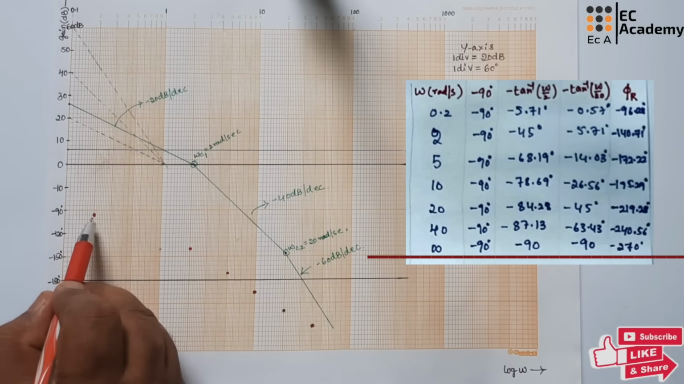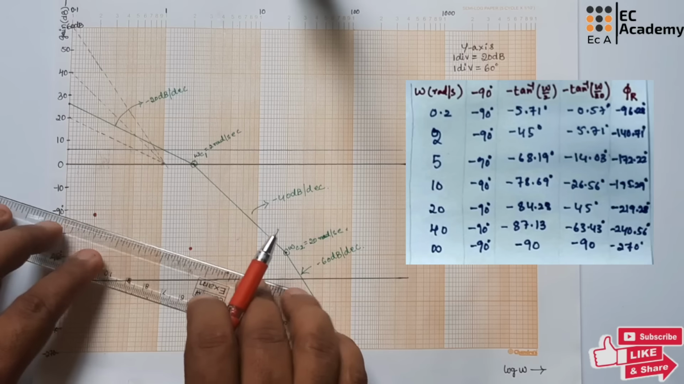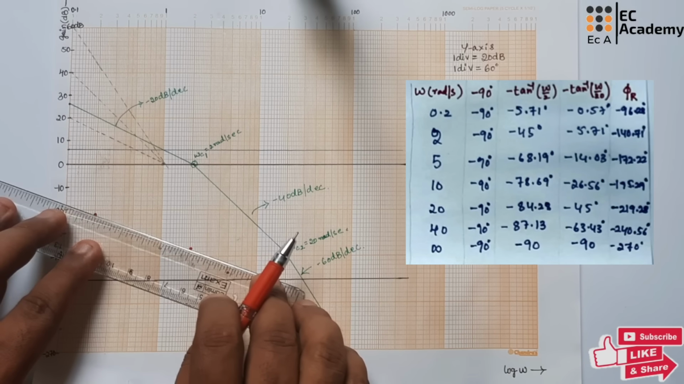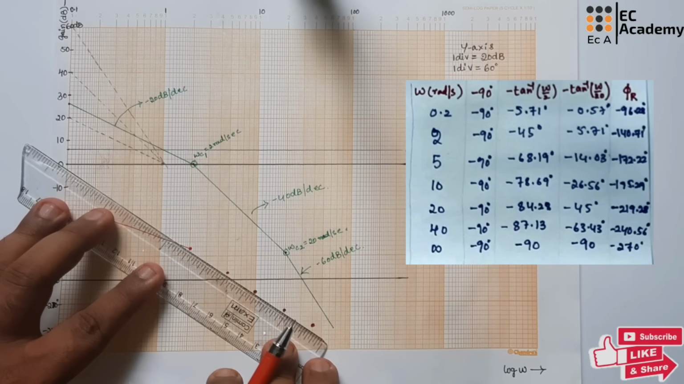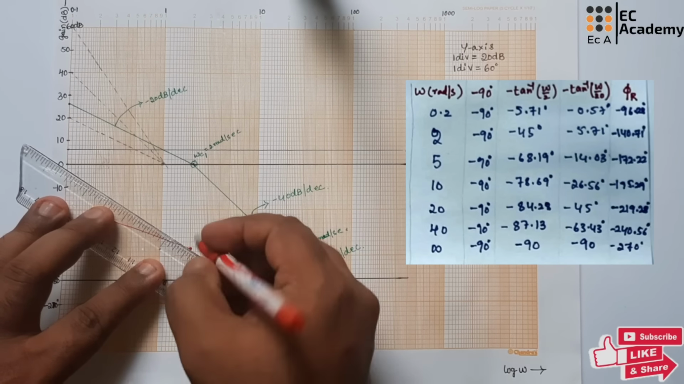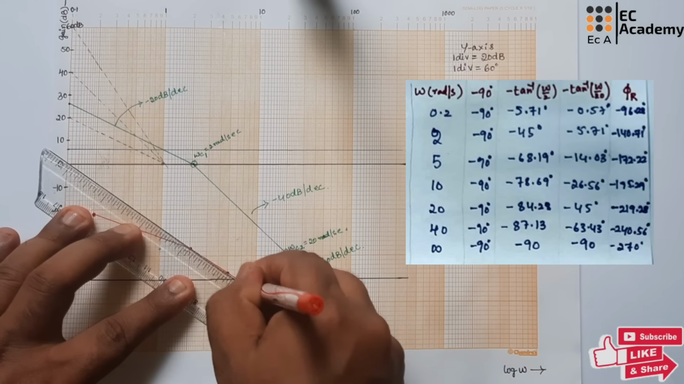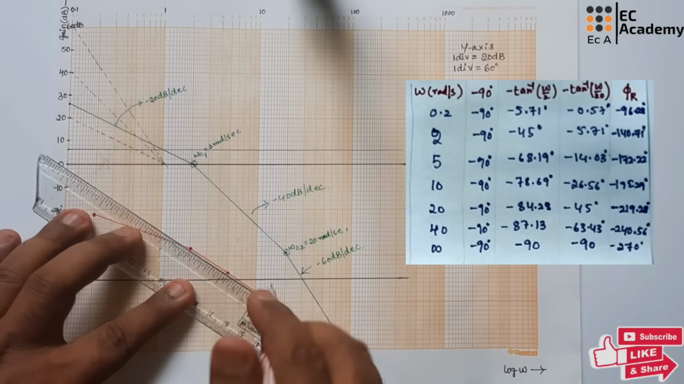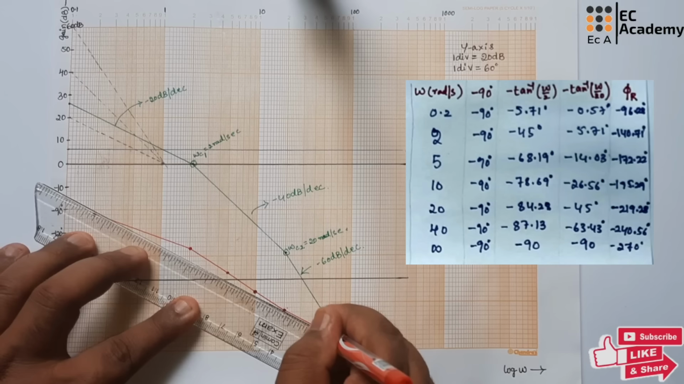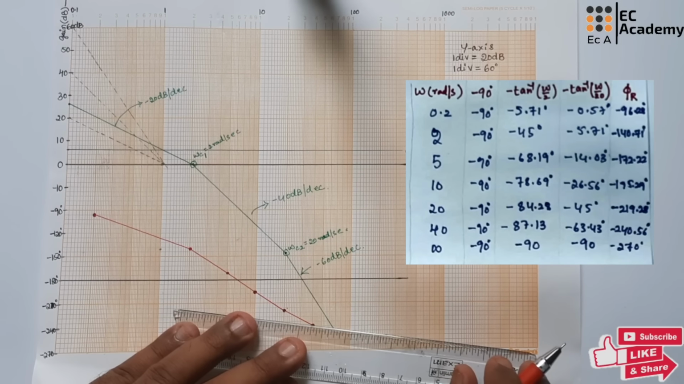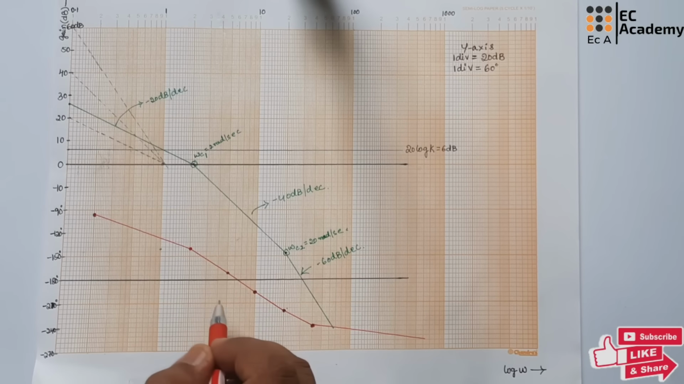So what you need to do, you can join this line with free hand, but it is better if you join this line using the scale. Okay, so use the scale and join the line so that you will get somewhat accurate values. So let us join these lines. So it will move to 270 at infinity. So this is the phase plot.